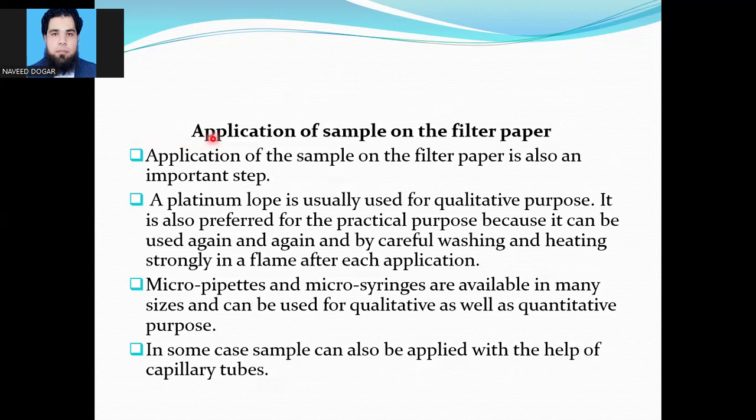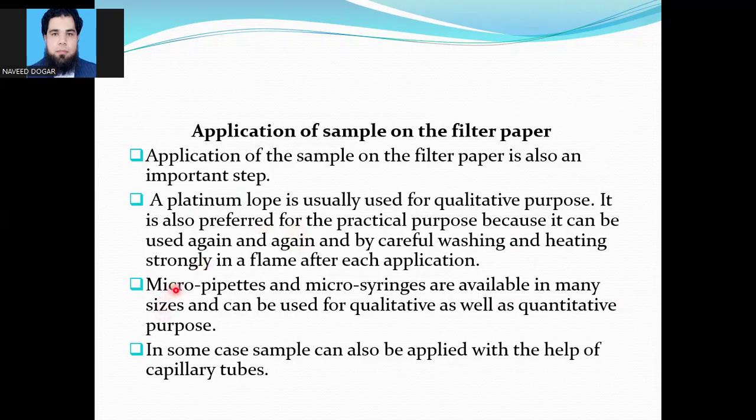Now, after making the sample, we have to apply the sample on the filter paper. To apply it, we basically need a platinum loop. A platinum loop is used when we have to do qualitative analysis. It is preferably used for applying the sample because it can be used again and again by carefully washing and heating it strongly.